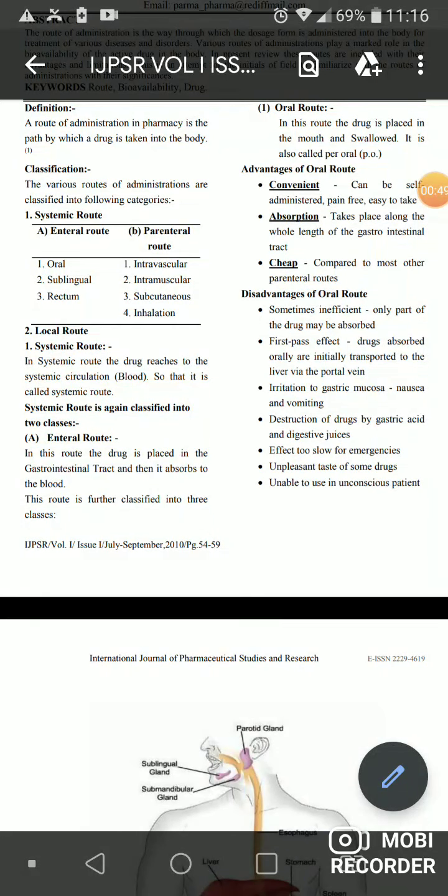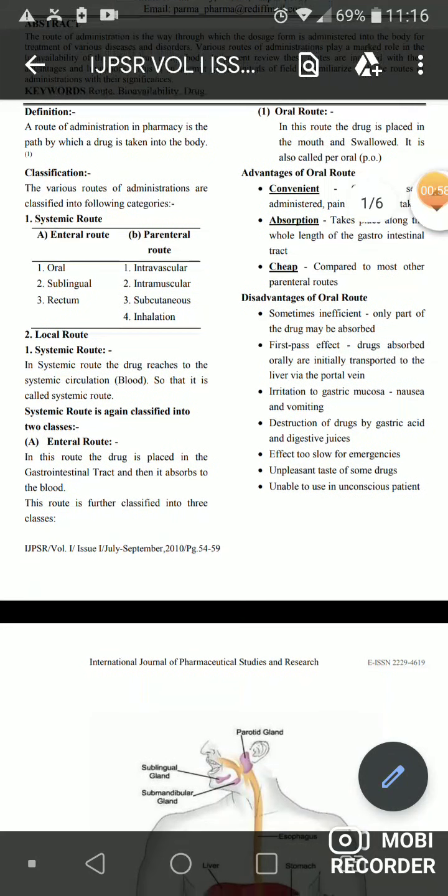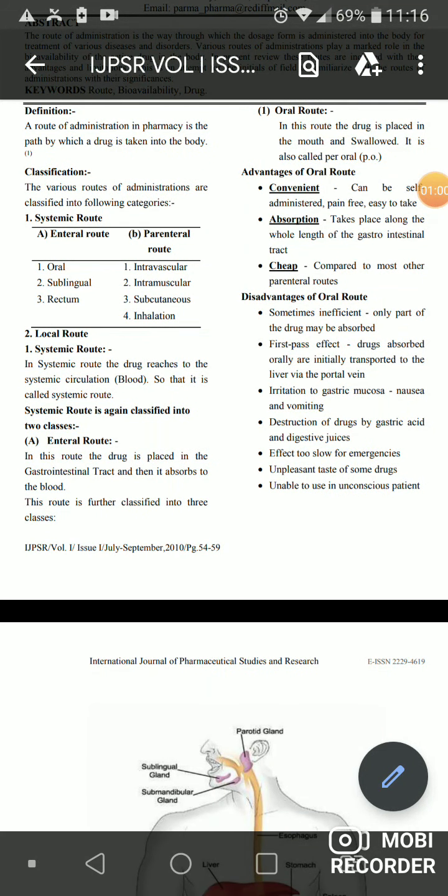The enteral route means the drug is placed in the GIT or any other site of administration and then it is absorbed into the blood. This route is further classified into oral, sublingual, and rectal. In the oral route, the drug is placed in the mouth and swallowed.